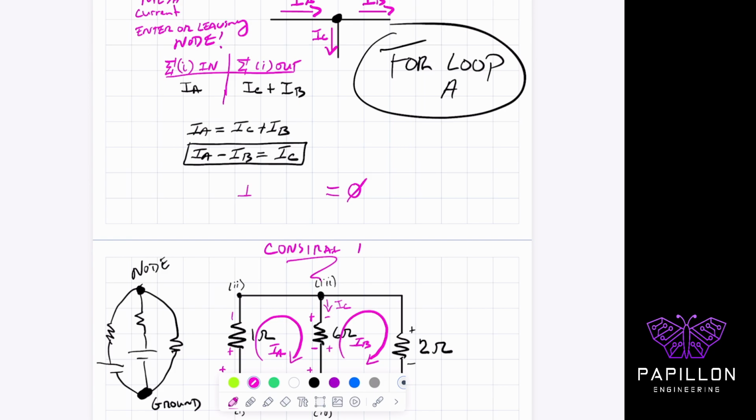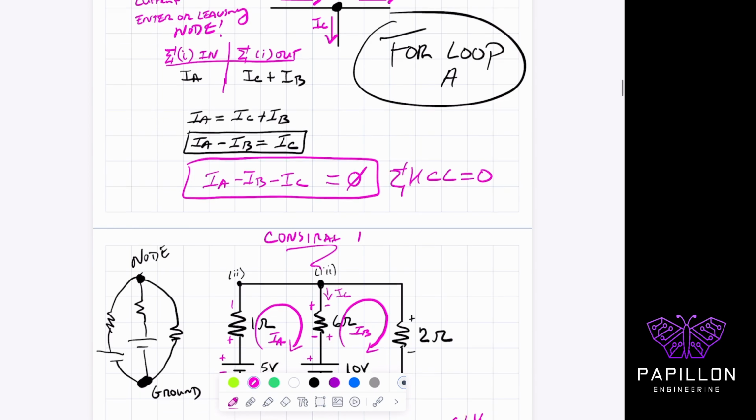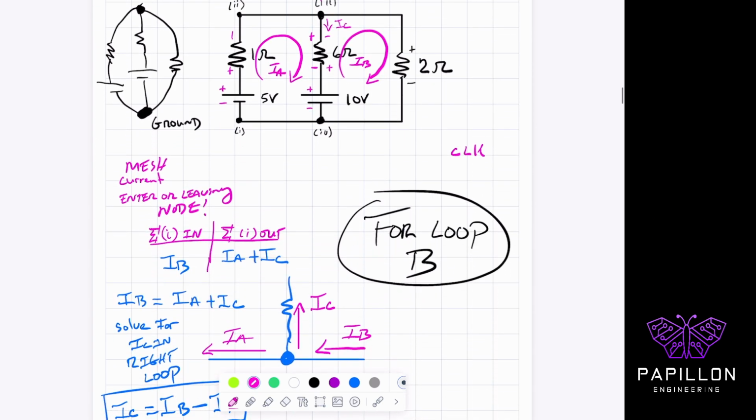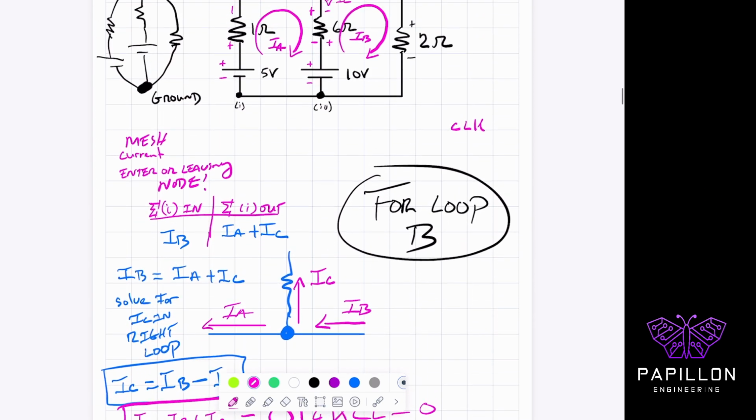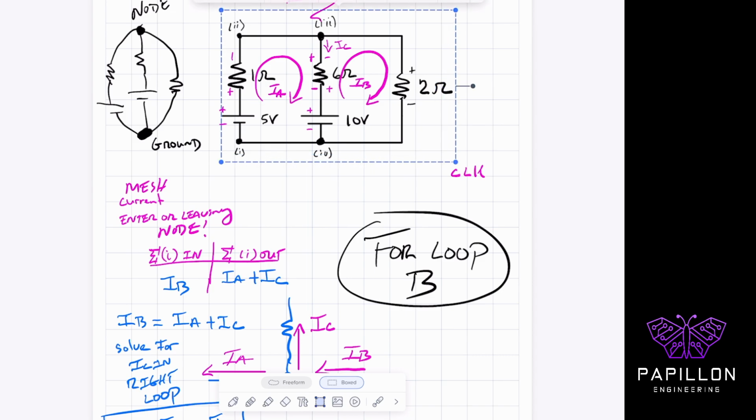So I could also have written it as IA minus IB minus IC equals 0, and this is its classic KCL form, which is kind of cool as well. It means the sums of all the currents going in or out of that node, which is pretty useful too. Remember what I said before, there's also an easier way to think about it, because I like to not tax my brain if I don't have to.